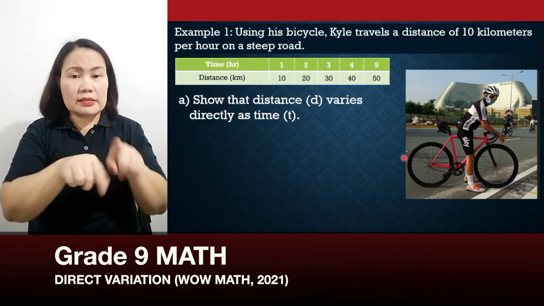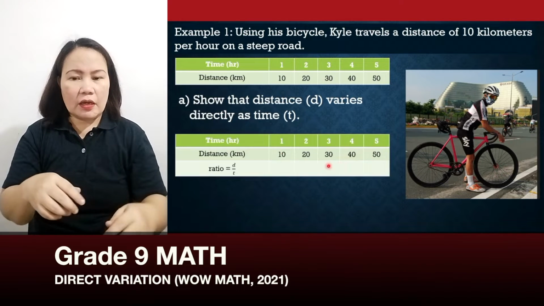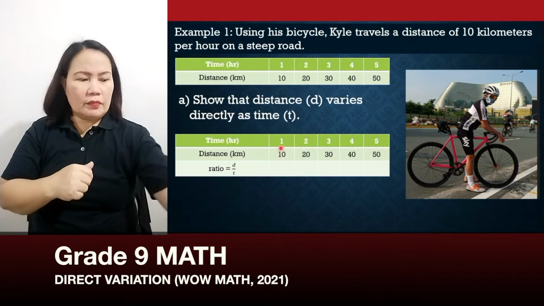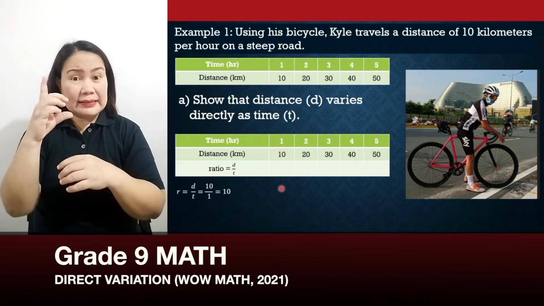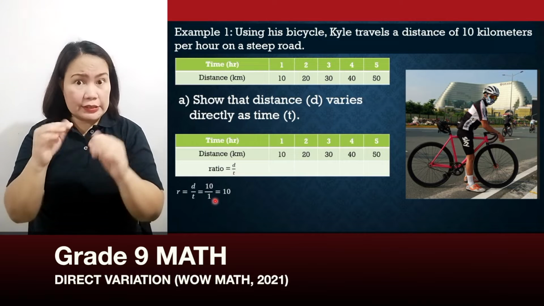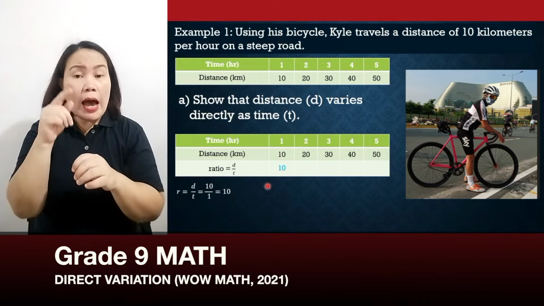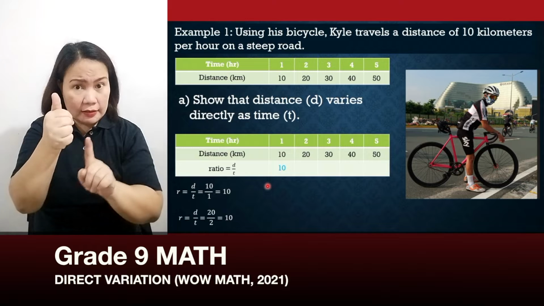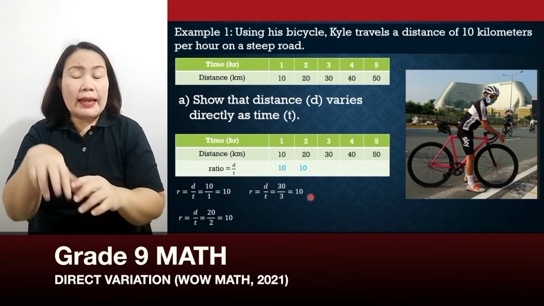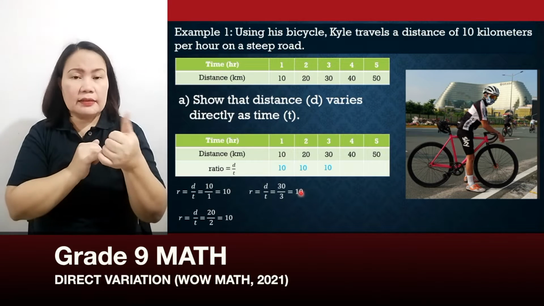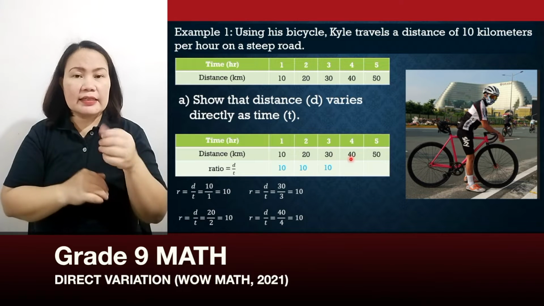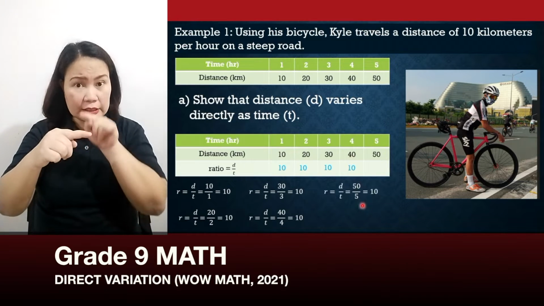So, paano yun natin gagawin? Kunin natin yung ratio ng bawat isa. So, i-divide lang natin d over t. Sa una, distance is 10 and time is 1. So, 10 divided by 1, the answer is 10. Sa pangalawa, 20 divided by 2, the answer is still 10. At sa pangatlo, 30 divided by 3, still 10. Then sa pang-apat, 40 divided by 4, the answer is 10. And last, 50 divided by 5, the answer is 10.